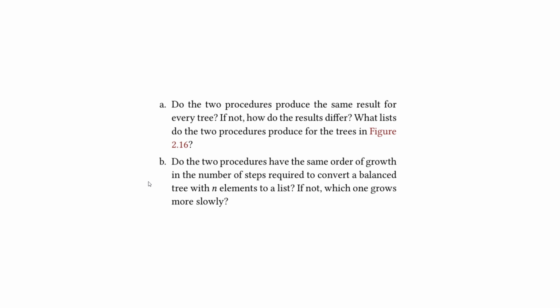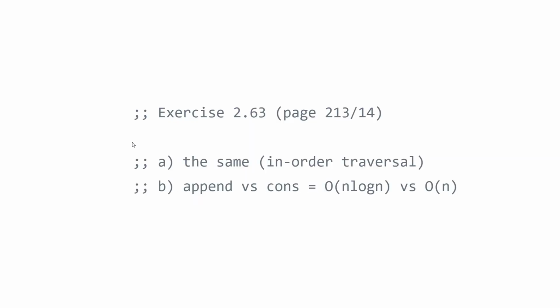And the second part says, do the 2 procedures have the same order of growth in the number of steps required to convert a balanced tree with n elements to a list? If not, which one grows more slowly? So the answer that I had to A was that they are the same. They're both in-order traversal.